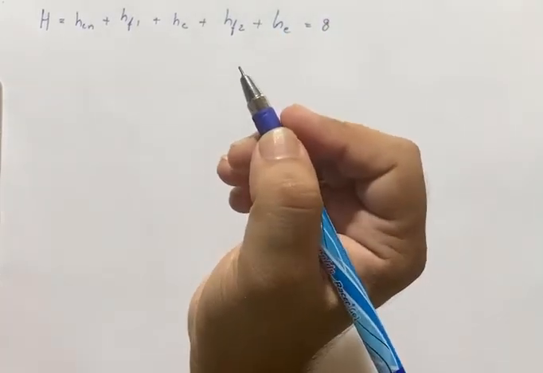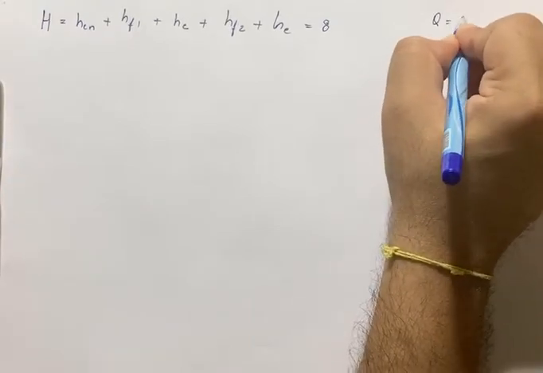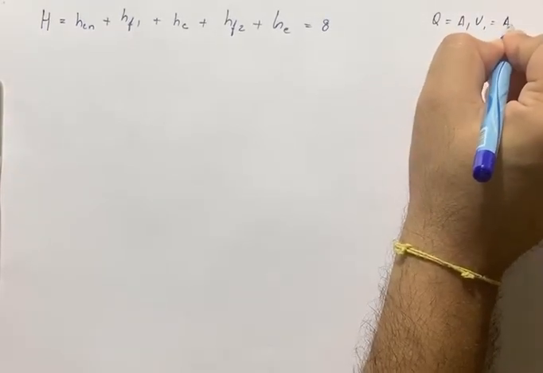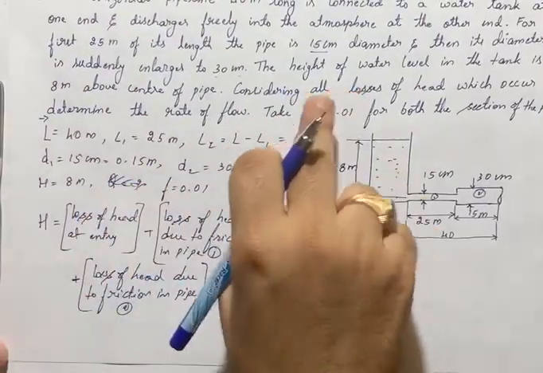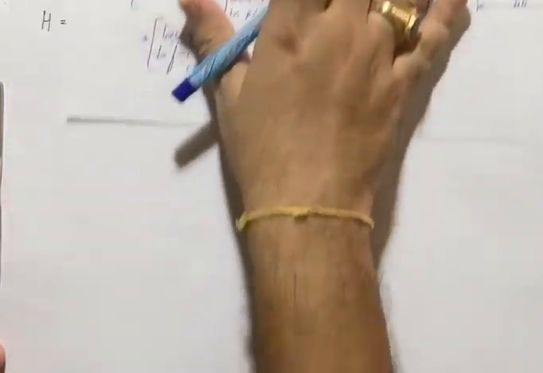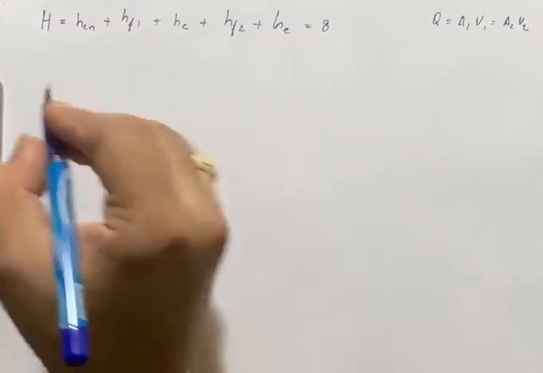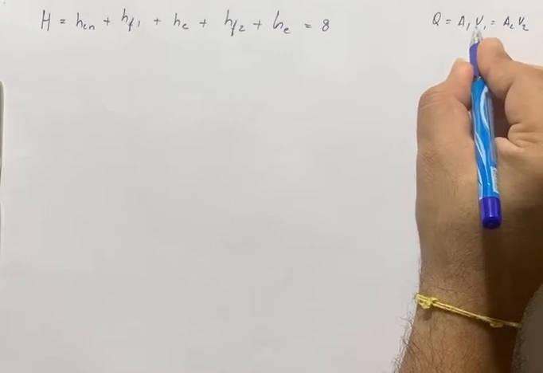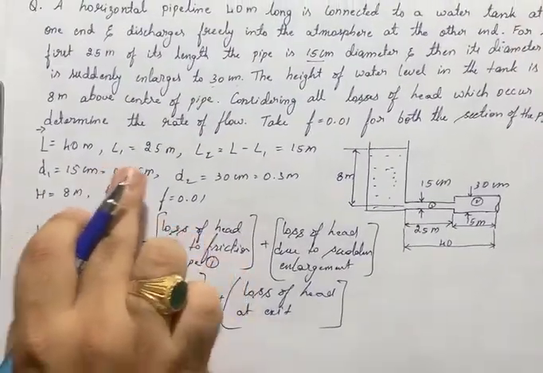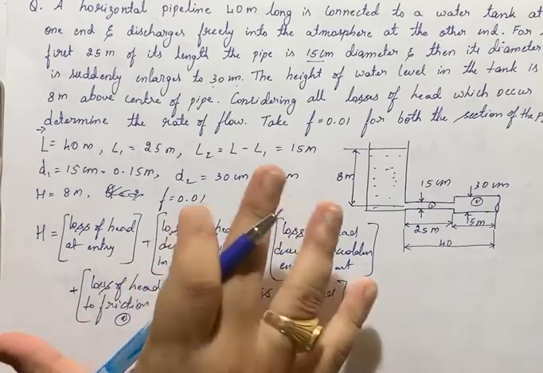He has given this value here, right. But we know Q is equal to A1 V1, that is equal to A2 V2, right. What he has asked is to find out, considering all losses of head which occur, the rate of flow, right. Now to find that, we need to know either A1 V1 or A2 V2, any one. But the velocity of flow is not given here, right. We need to find out any one velocity here, right.